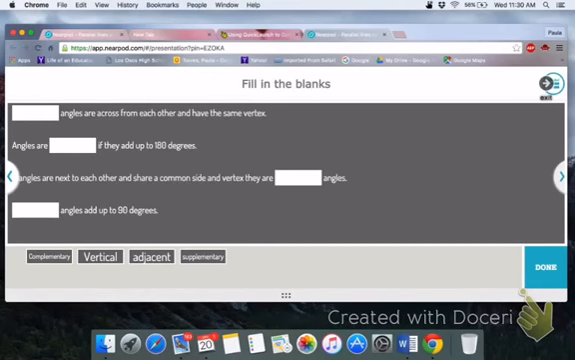So take a moment, you're going to drag the answers from the bottom up into the boxes. So these down here will drag. So go ahead and drag them in and then submit with done. So check your answers, see if you completed the sentences correctly.